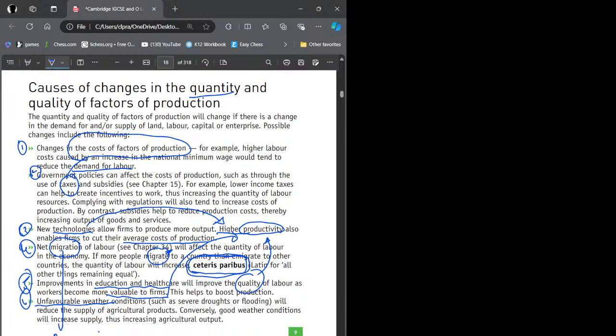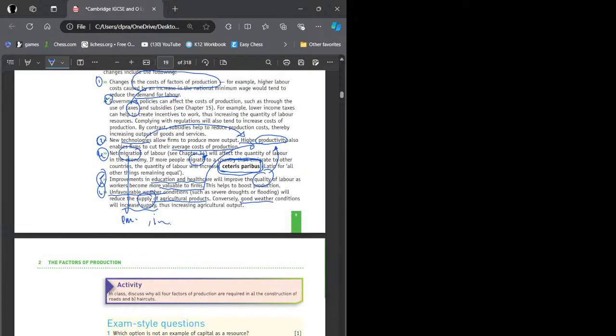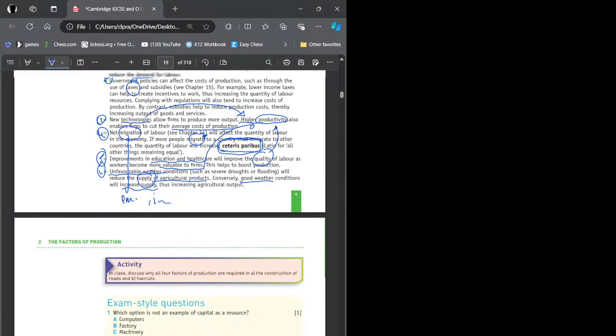Then this will reduce the supply of agricultural products. Maybe it will also affect the quality of the goods that are produced. Whereas good weather conditions will increase supply and maybe increase quality and quantity, how much is produced of the agricultural output. Now we're done with chapter 2.